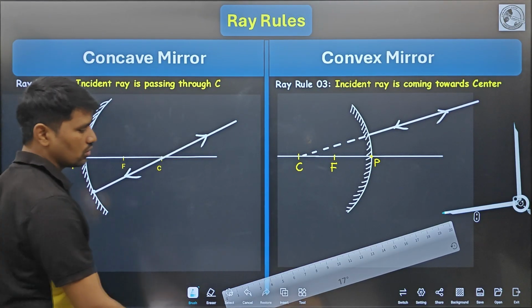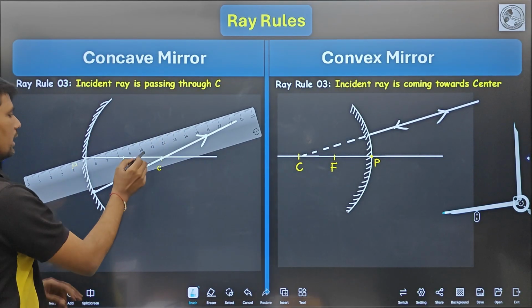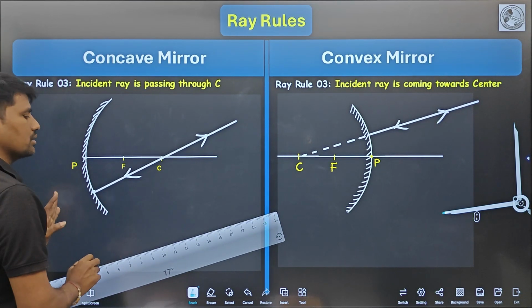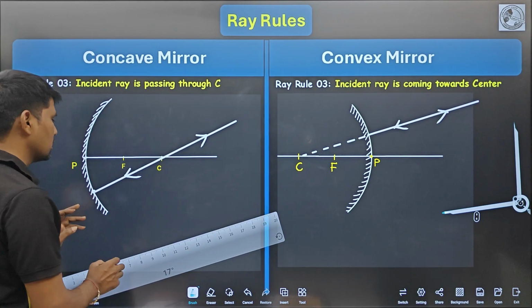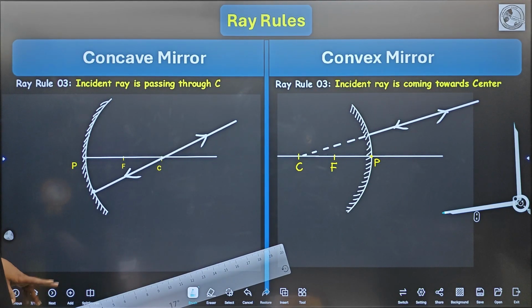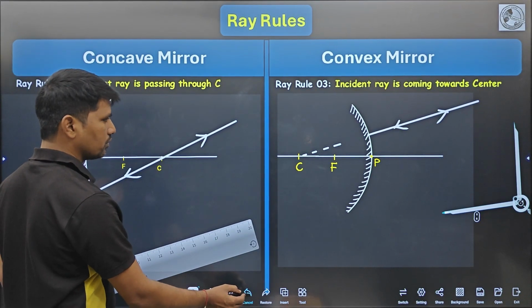There is one more rule also: the incident ray strikes at the pole, again it reflects with I equal to R. Sometimes this is in some textbooks also. Is it clear? If it is clear, then I am going to explain ray rule 4 also. Okay, what is ray rule 4?